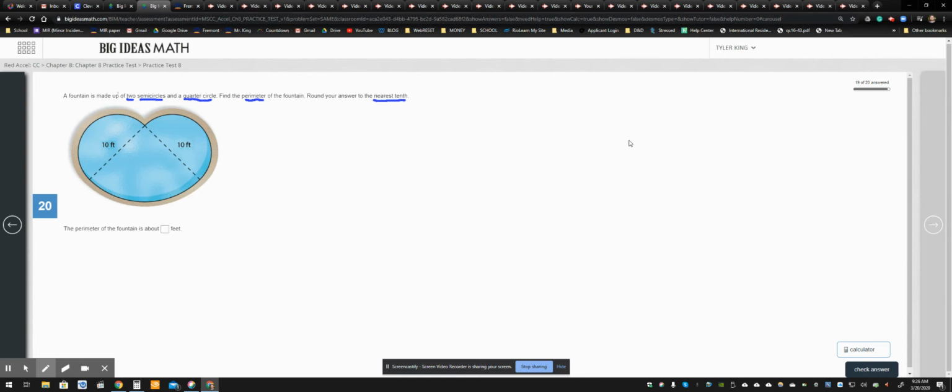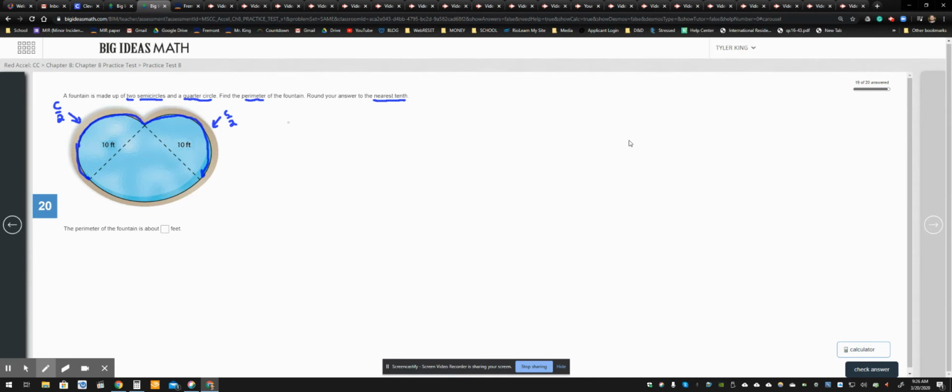So when we're looking at this, we have two semicircles, right? And when we're looking at the perimeter of the fountain, we're looking at just this curved piece here, which is a circumference divided by 2. And then we're looking at this curved piece here, which is also a circumference divided by 2. When we add those two together, because they both have a diameter of 10, we can say that that's just one full circumference of a circle with a diameter of 10.